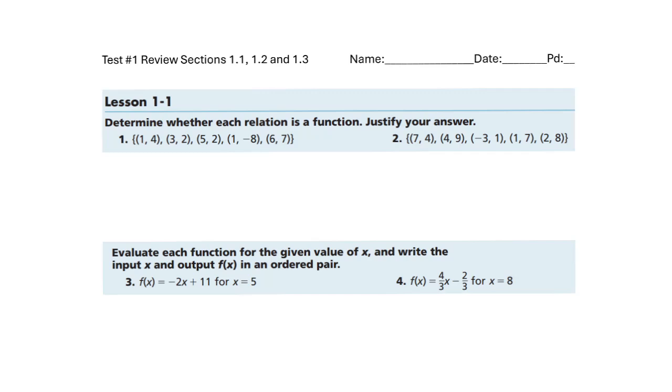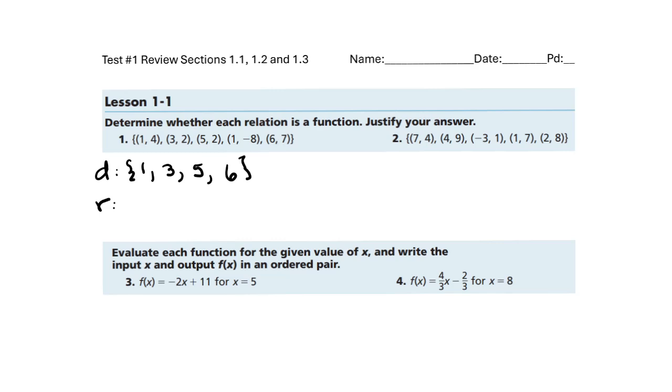This is a review for the upcoming tests. Number one, we're going to find the domain. And the domain will be the x value. So we have 1, 3, 5. 1 is repeated, so you don't have to do that again. So you have 6.